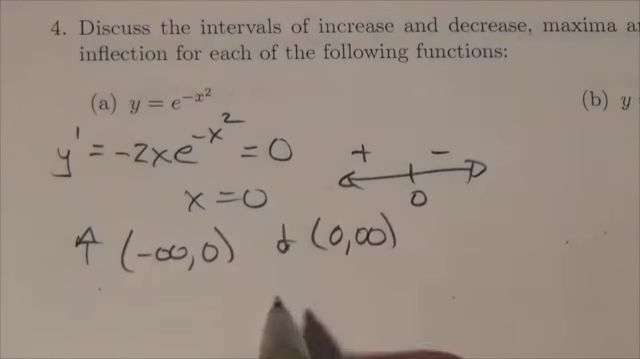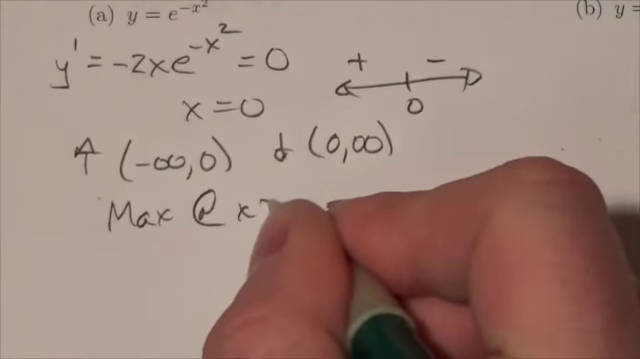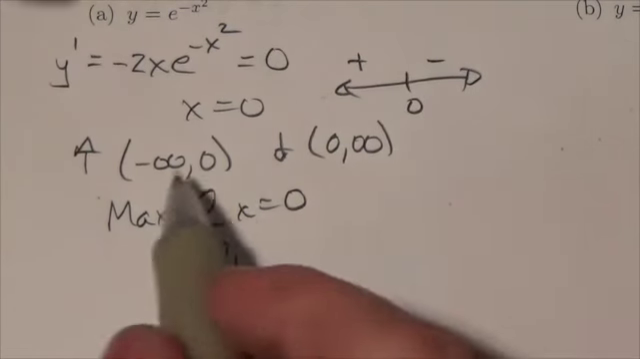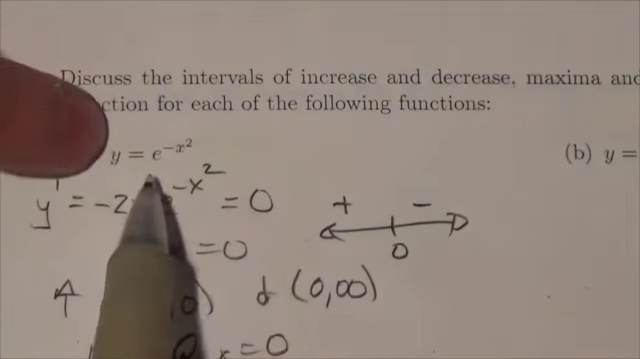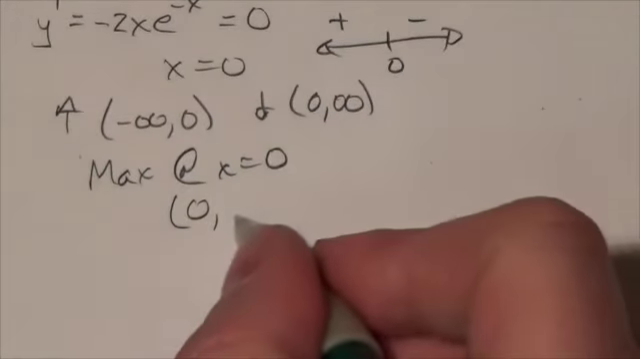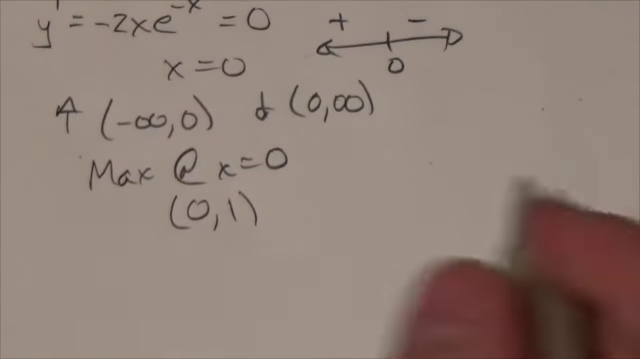Increasing and then decreasing means that we are going to have a max at x equals 0, and the coordinates of that point will be 0, comma, well, just go back up to the original function, plug a 0 into that, and you're going to get 1. So there you go. Now let's check the concavity.